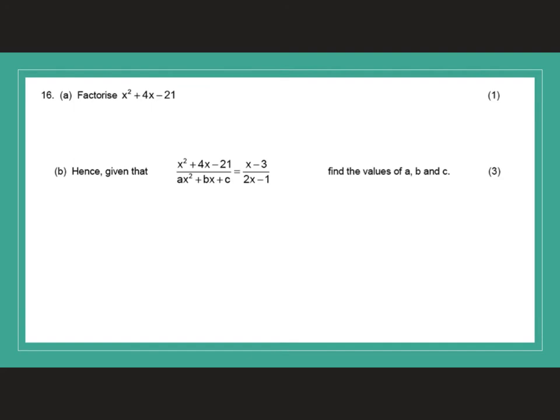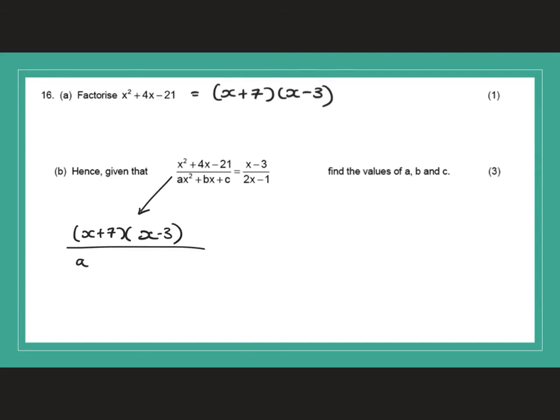Question 16 is a very standard factorisation: x plus 7, x minus 3, a quadratic factorisation. And it helps in the second question because the numerator here we can now factorise. And we've got an unfactorised denominator with a, b and c as unknowns in there.